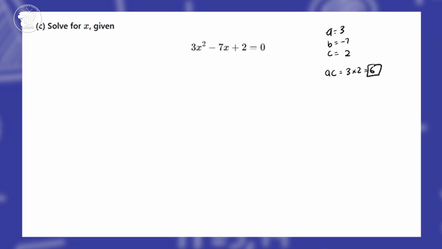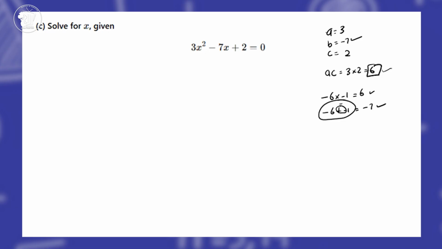And now we want two numbers. When we multiply them, we must get 6, and when we add them, we should get negative 7. So let's try negative 6 times negative 1. A negative times a negative is a positive, 6 times 1 is 6. That checks out. And negative 6 plus negative 1 would give me negative 7. So this checks out as well.